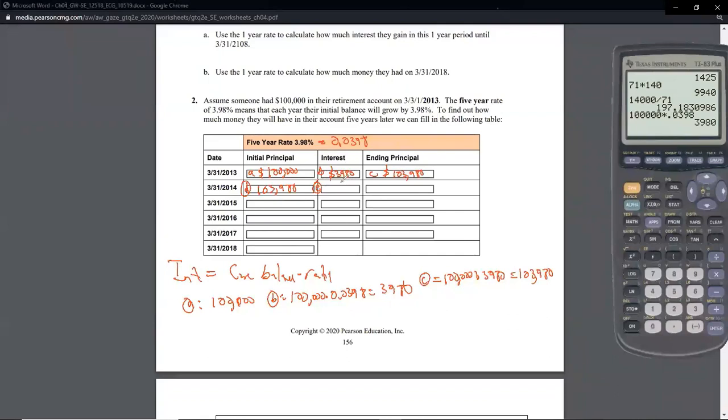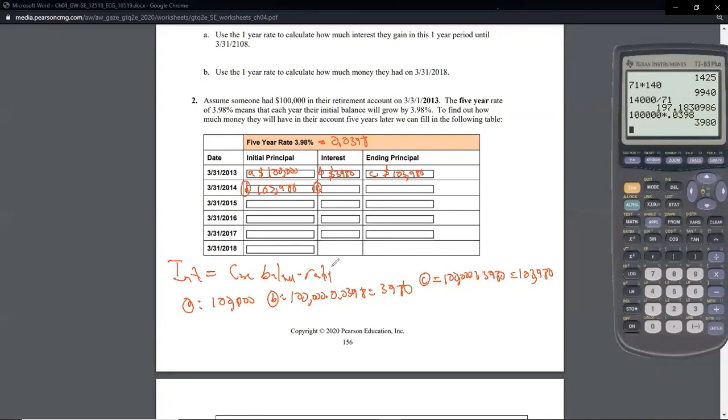Now, before I get the answer, let's ask ourselves, do you expect this number to be the same, less, or more? Well, if $100,000 got us $3,980, now we've got $103,980. So I would expect that number to be more. So this number should be more than 3,980. Now, we don't have a lot more money in our account. It's not like we doubled or tripled our money all of a sudden. So I'm not expecting this to be like $10,000. I expect it to be close to 4,000, but at least a little more than 3,980.